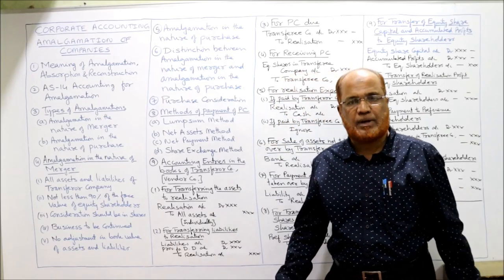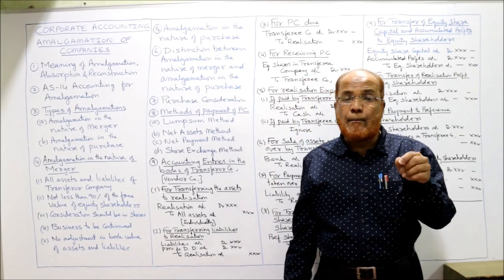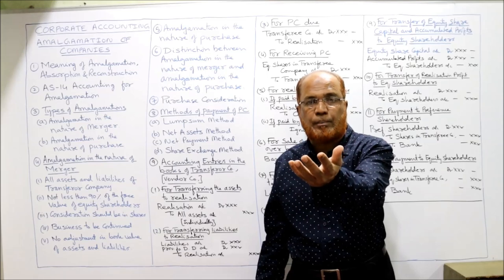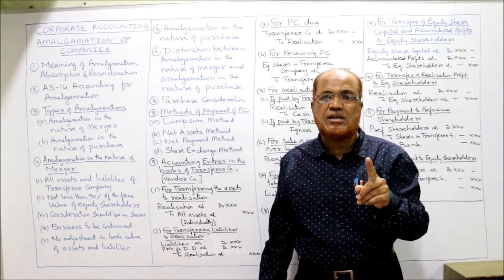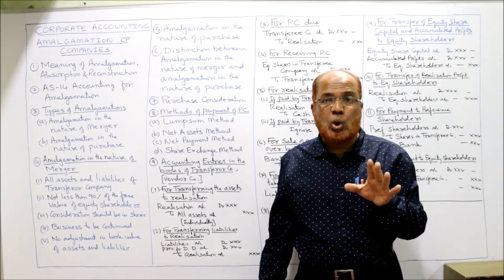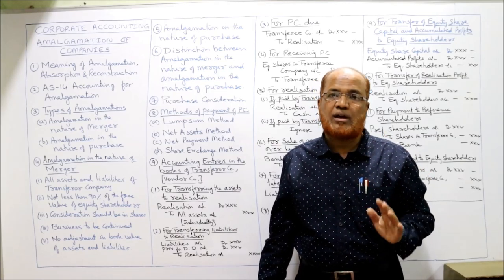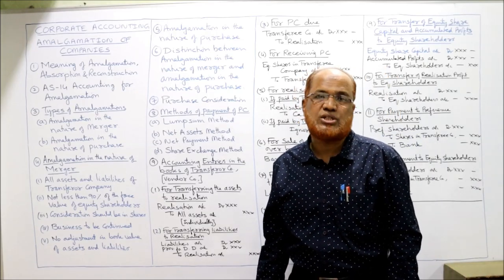Now, all the assets and liabilities of the transferor company must be taken by the transferee company. No asset and liability should be left. Ek bhi asset liability ko chhodna nahi. Sare assets aur sare liabilities ko take over karna. Then only we can say this amalgamation is in the nature of merger.